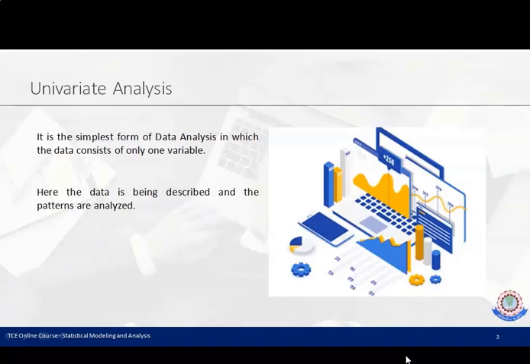So first let us see what is the difference among univariate and multivariate analysis. So univariate analysis focuses on the evaluation of data corresponding to only one single attribute. So the data is being described and patterns are analyzed based upon the availability of a single determined variable with its tuple of records.